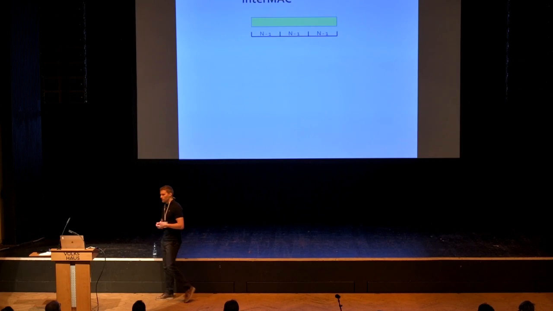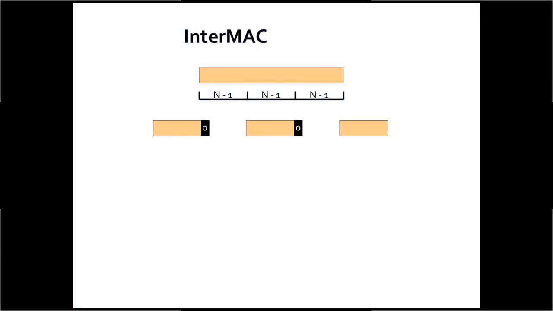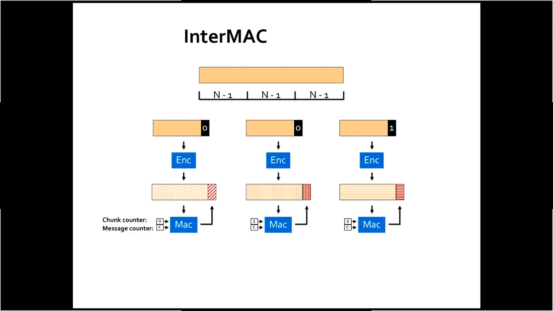Given a message, first split the message into equal size chunks of size n minus 1, where we count in bytes. Then encode each chunk with a byte 0, except for the last chunk, which is encoded with a byte 1. Then encrypt each chunk, which gives a ciphertext, and then compute a MAC over each ciphertext, where we also include a chunk and message counter. The chunk counter is incremented for each chunk and is reset for each new message, and the message counter is incremented for each message. Then concatenate all the chunk ciphertexts and MAC tags to produce the final ciphertext.